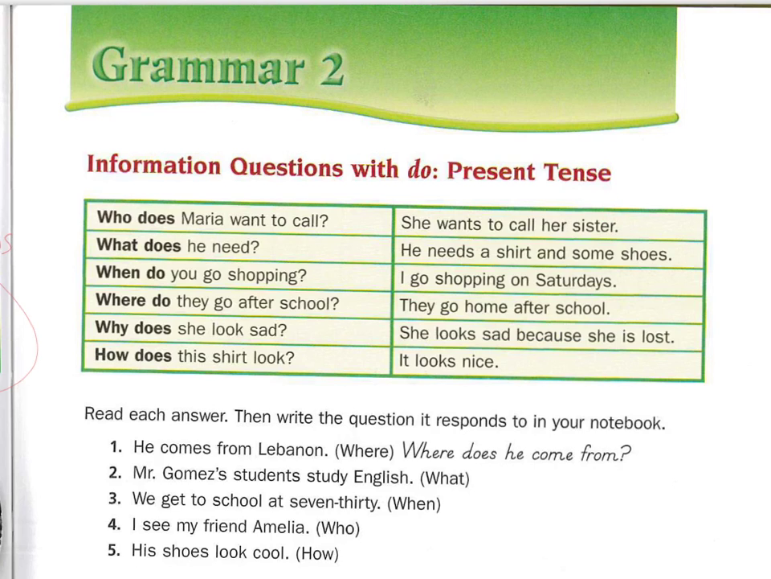She wants to call her sister. Who does Maria want to call? What does he need? Notice that when we say does, it sounds like this, does, but it's spelled like this, does. We say it this way though, does. What does? Okay, that's how it sounds. What does he need? He needs a shirt and some shoes.